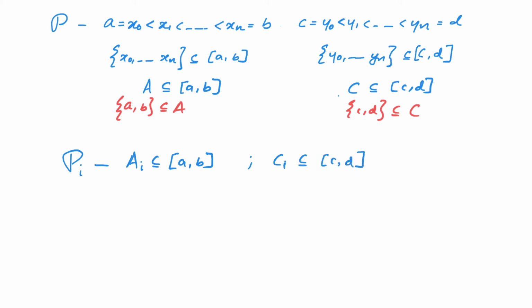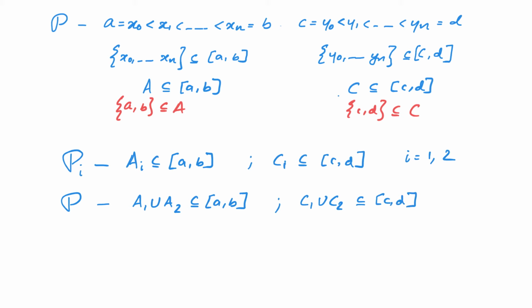Given these partitions, I can consider a common refinement of these partitions given by P. How do I define P? I take the subset A1 union A2, which is a subset of [a,b], and C1 union C2, which is a subset of [c,d]. Notice that A1 union A2 is a refinement of Ai for both i equal to 1 and 2, and C1 union C2 is a refinement of both C1 and C2. Thus, the rectangles in P will also be contained inside rectangles in P1 and P2. In other words, P is a refinement of both P1 and P2. This is called a common refinement of two partitions.